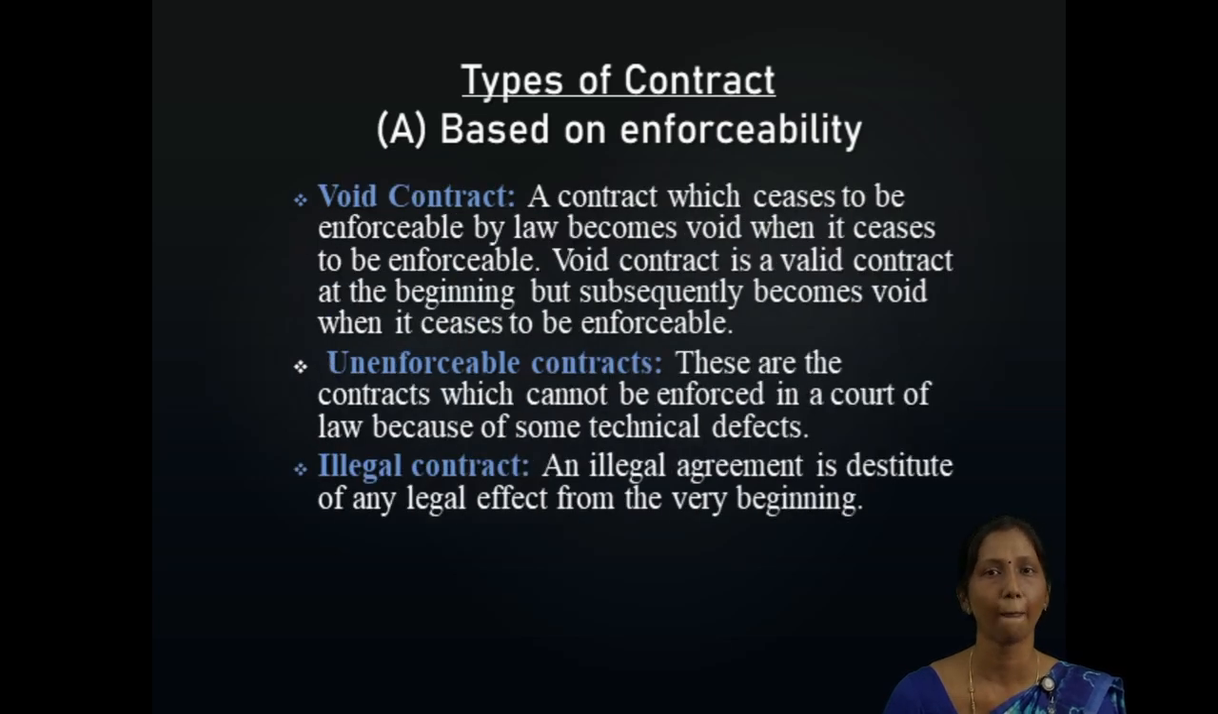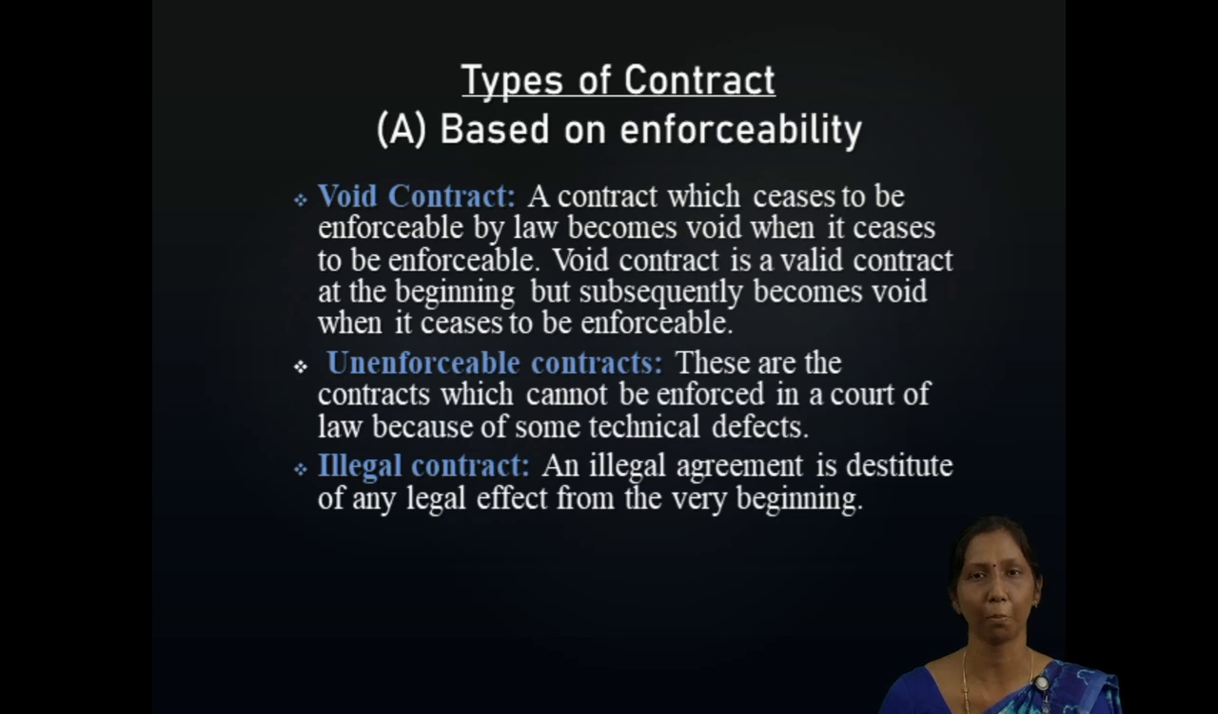Next one is void contract. What do you mean by void contract? At the very beginning it was a valid contract. It was an agreement, and it was also enforced by law. But at the end, or in the middle of the time, it was no longer enforceable by law. So we can say it is a void contract.